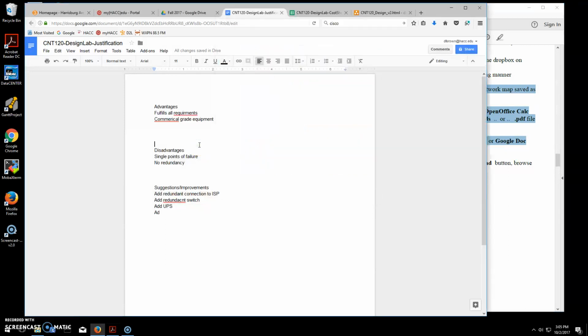You don't need to do anything special to them. You don't need to zip them up or any of that. You can just grab those 3 files and submit them right to the Dropbox in D2L. So there's the last part of your design lab.